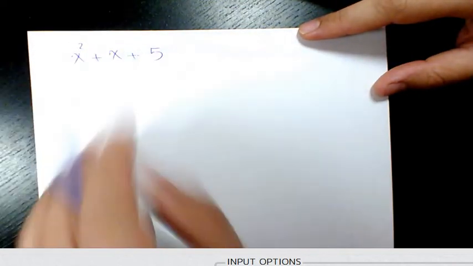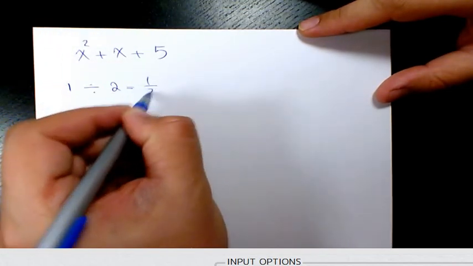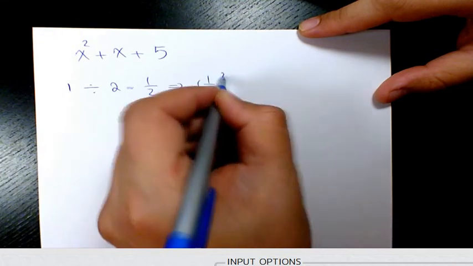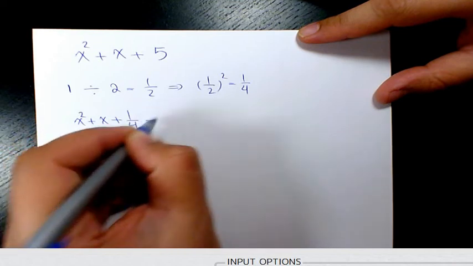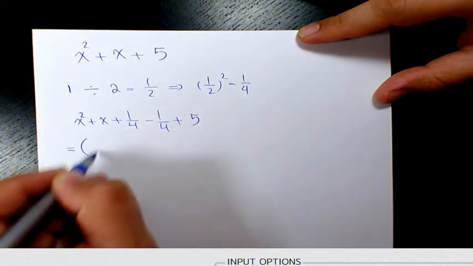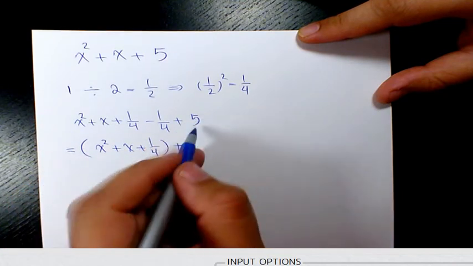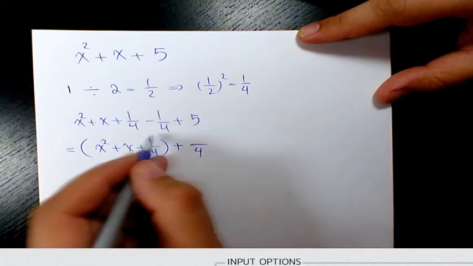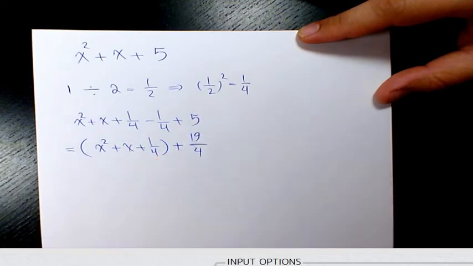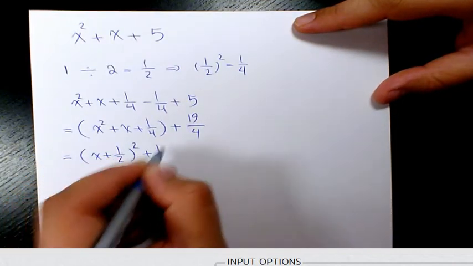Next example, x squared plus x plus 5. The coefficient is 1. Divided by 2 is going to be 1 over 2. 1 over 2 to the power of 2 is going to be 1 over 4. So we have x squared plus x plus 1 over 4 minus 1 over 4 plus 5. So we have x squared plus x plus 1 over 4, and 5 is going to be 20 over 4 if we keep the same denominator, and here we have 19. So that's going to be x plus 1 over 2 to the power of 2 plus 19 over 4.